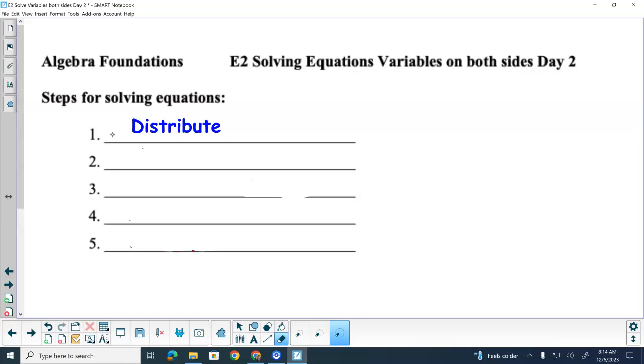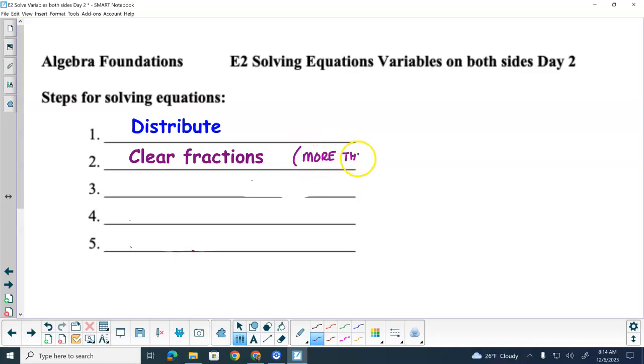Dylan, do you remember step 2 from yesterday? That was the new one that we added yesterday. We're going to clear any and all fractions. Yep. That's our new one. And remember, that's if we have more than one fraction. That's the only time that we use that step, is if we have more than one fraction in it. Okay?